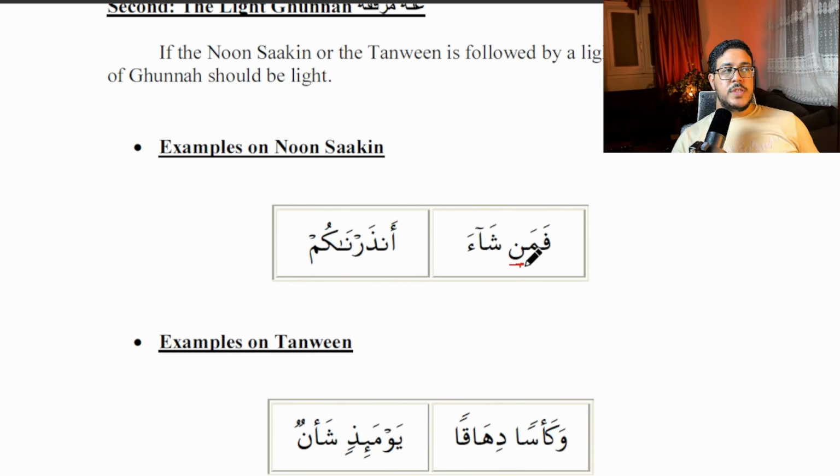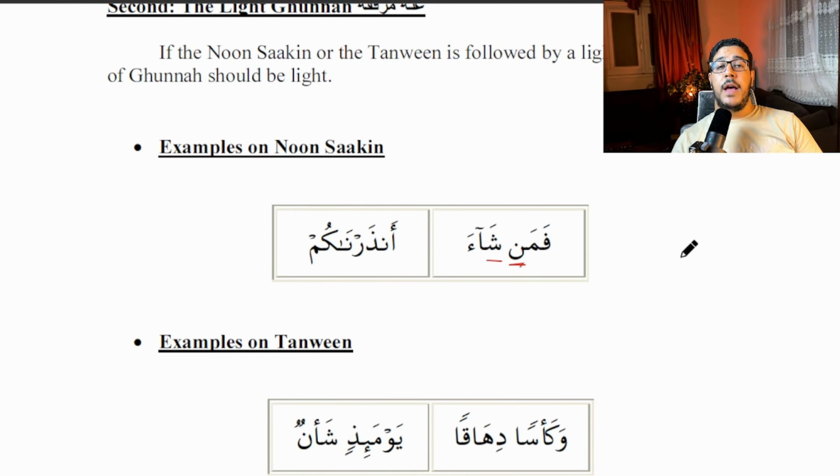Now let's see examples of light Ghunnah. Light Ghunnah happens when the Noon Sakin or Tanween is followed by a light letter. Any letter other than khussa daghtin qadh letters. And let's see examples. Here we have the Noon Sakin followed by sheen. So again, remember the trick. Let your mouth form the shape of pronouncing the upcoming letter, and here it will be a light Ghunnah. These are both things we're doing together, like this.